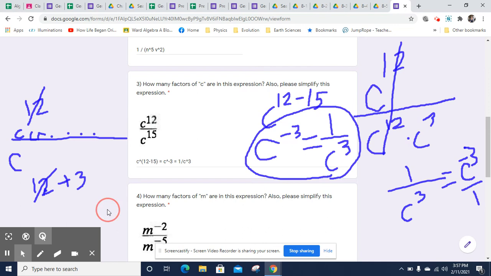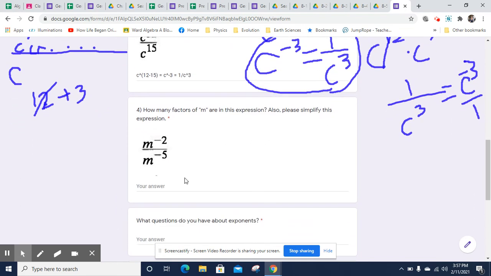All right, let's move on to the last one, number 4. I've got negative 2 factors in the numerator, negative 5 factors in the denominator. One way we could think about this is, of course, the quotient law. The quotient law would simply say m, since they're both the same base, and since we're dividing, to the negative 2 minus negative 5 power, which ends up being m to the third power, because negative 2 minus negative 5 is the same as negative 2 plus 5. So that's m to the third power. So that's one way to think of it.